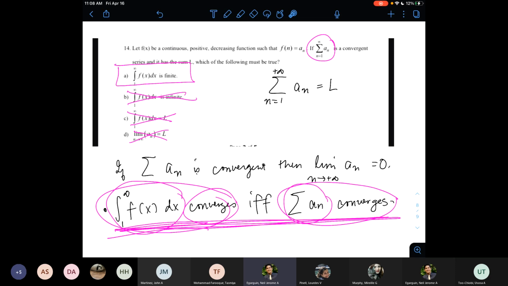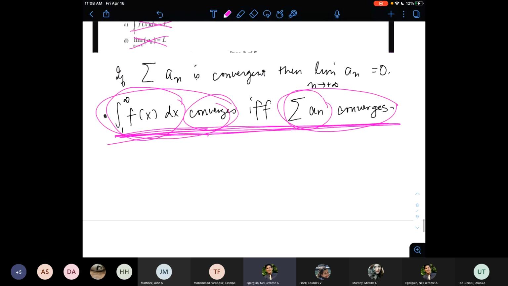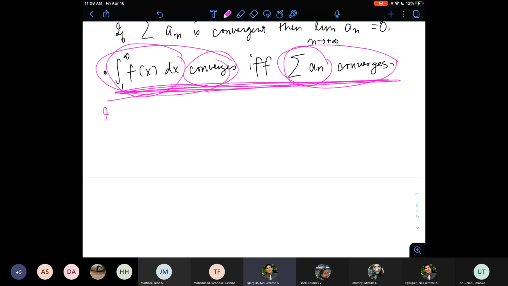Does that make sense? Yeah, that makes sense. So just a couple of things here. If the series converges to L, then these two things are true. First, the limit of a_n as n approaches infinity must be equal to 0, because if it is not equal to 0, then the series should diverge by the basic test for divergence. So necessarily the limit of a_n must be equal to 0.